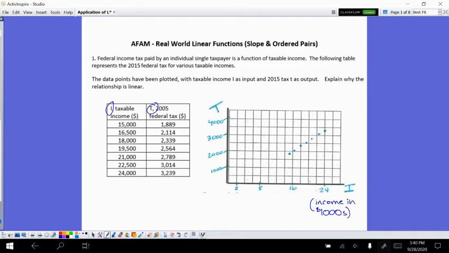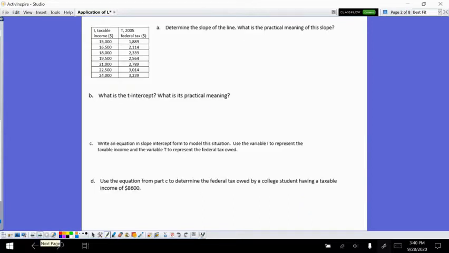And when we plot the taxes paid versus the income, we can see that they follow a very straight pattern, nearly perfect. In fact, it is perfect. So we want to be able to write a model for this data so that we understand the relationship between the income that you earn and the taxes that you pay.